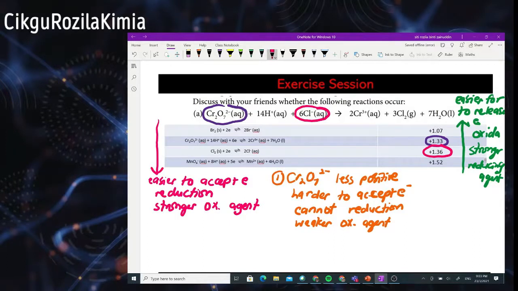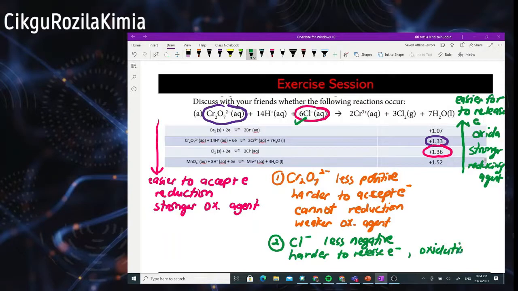But if we look at the chloride ion, it is less negative than the dichromate ion. Therefore, it is harder for the chloride ion to release electrons and undergo oxidation. That means oxidation cannot occur. The chloride ion is a weaker reducing agent.